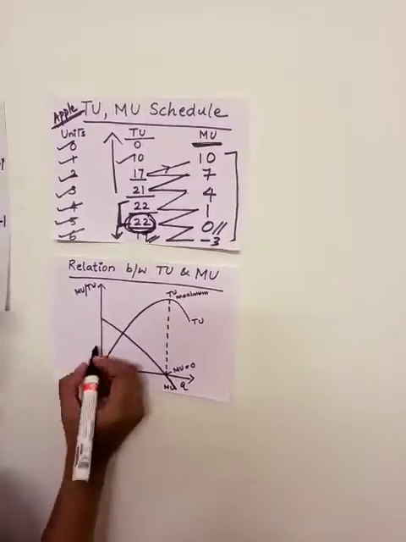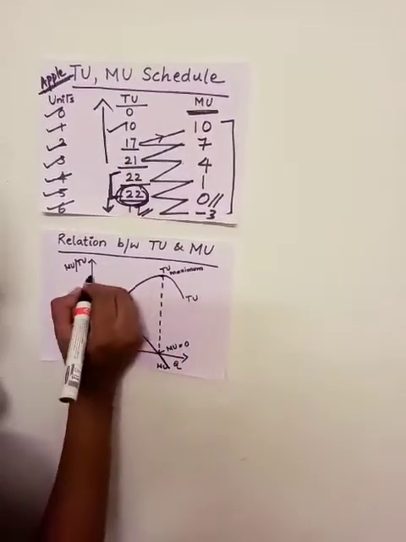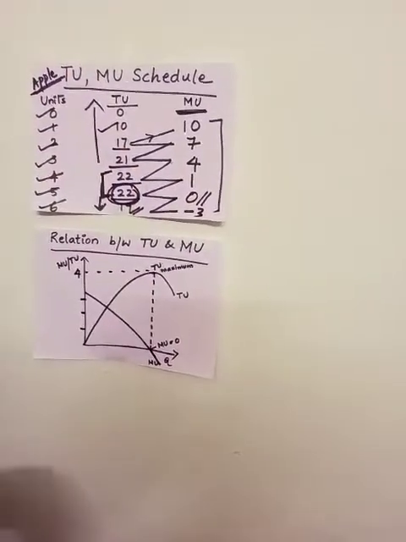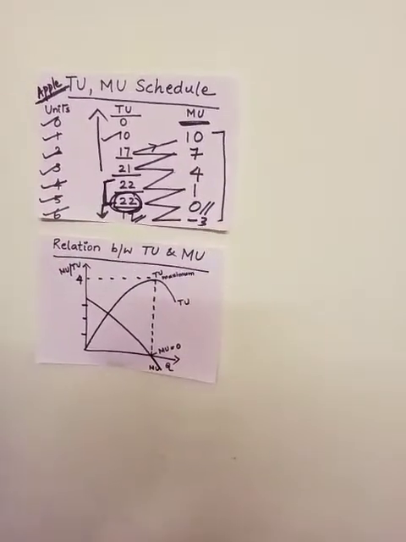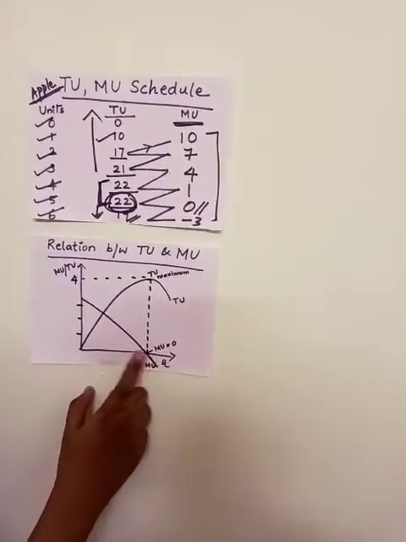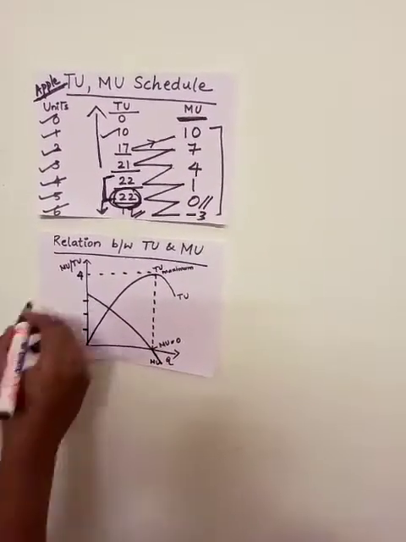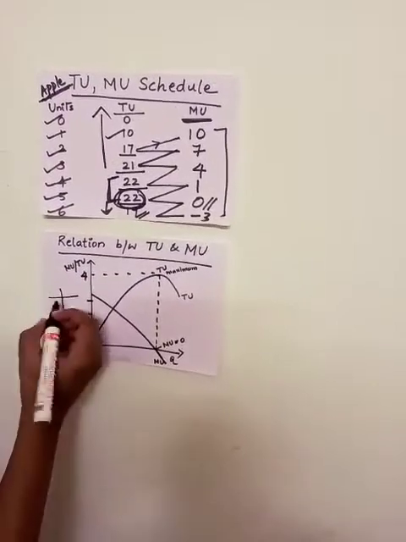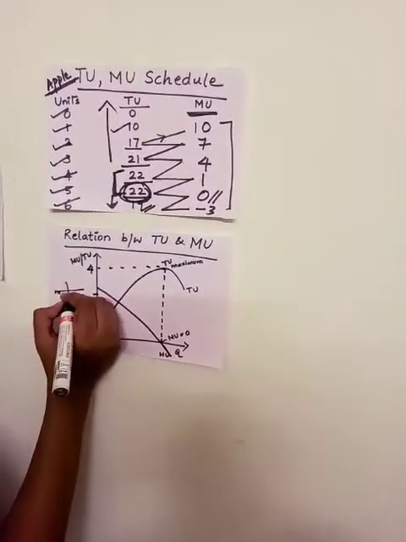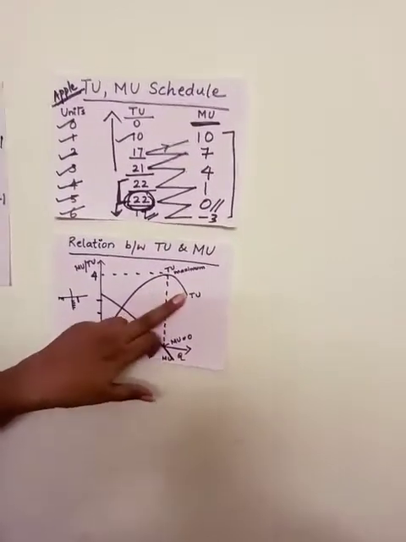Here you can mark 1, 2, 3, 4th unit of apple. Likewise it will go like that. 4th unit, 5th unit and 6th unit. At the 6th unit, your marginal utility will be negative. That means it crosses the x-axis. See, x-axis and y-axis. This is the negative part of the x-axis, this is the negative part of the y-axis. So if it is going beyond this axis, it is negative. That means MU turns negative when TU starts falling.